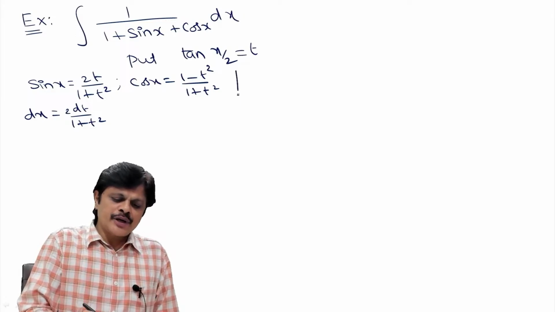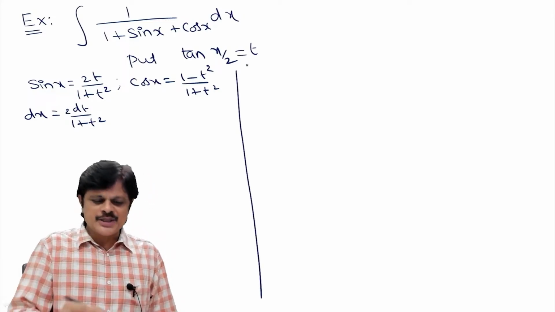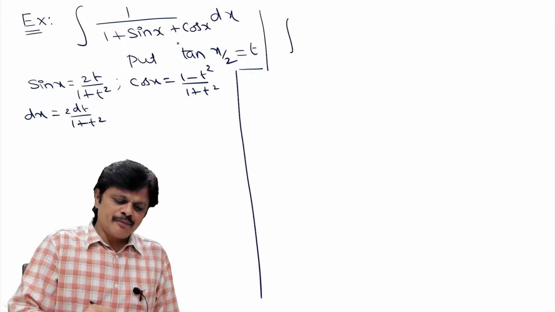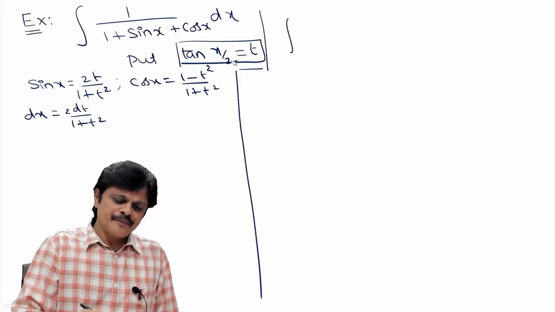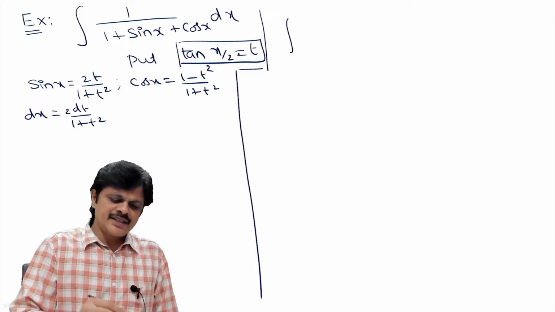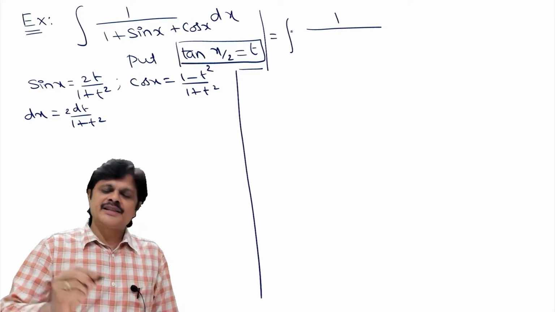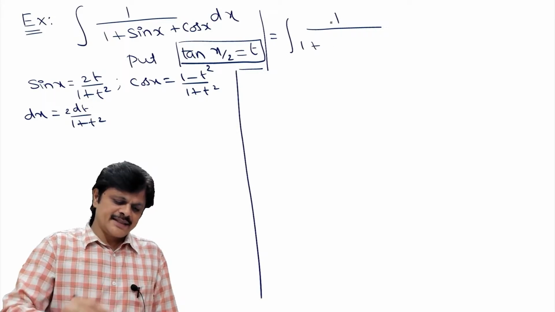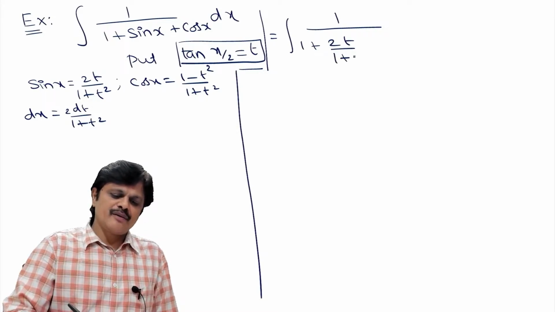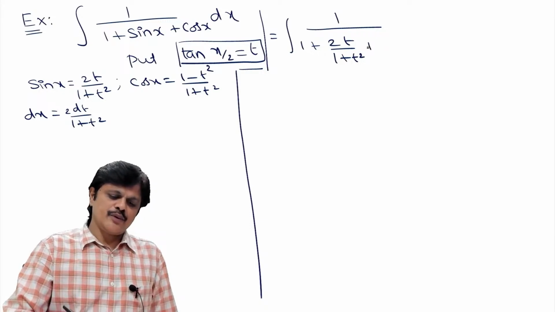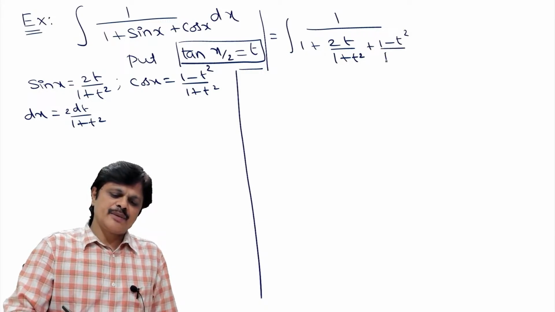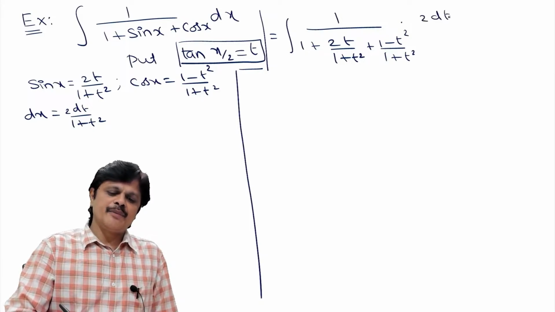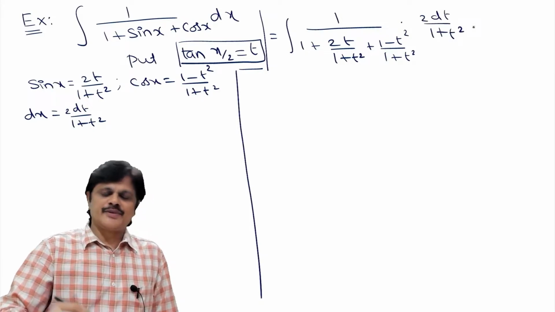See, here I am writing, you should remember all this. Then only you can use such procedures. Am I clear? Now let us see the integral. Making this substitution, what happens to the integral? Make all these changes. The integral changes to 1 by 1 plus, what is sin x? 2t by 1 plus t square. What is cos x? 1 minus t square by 1 plus t square. And what happens to dx? 2 dt by 1 plus t square.